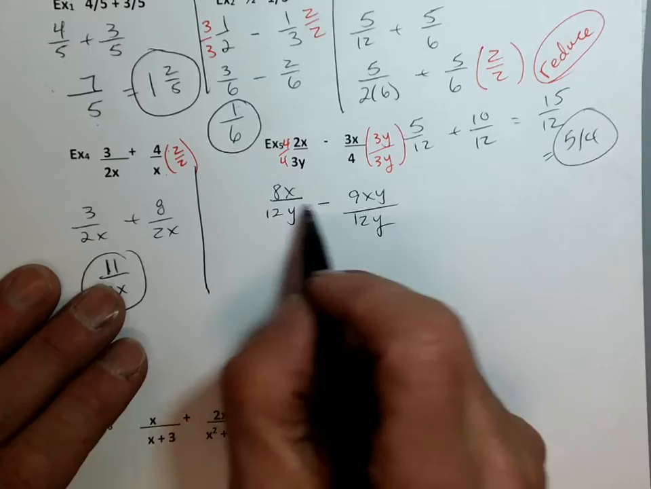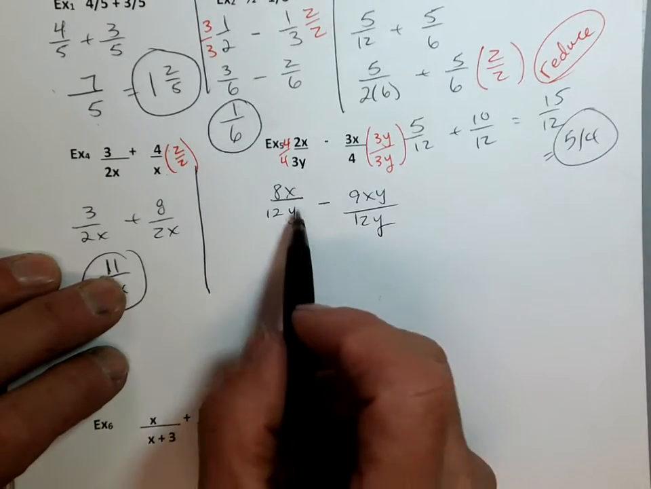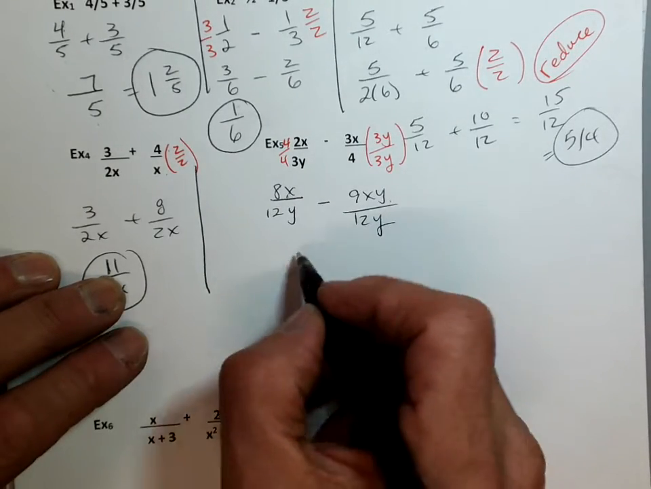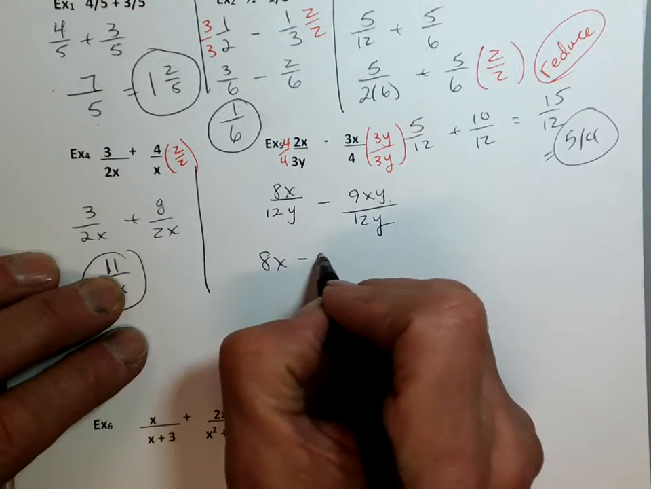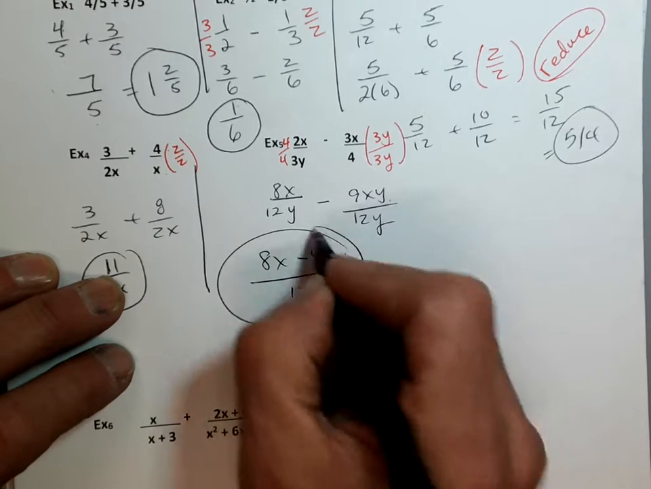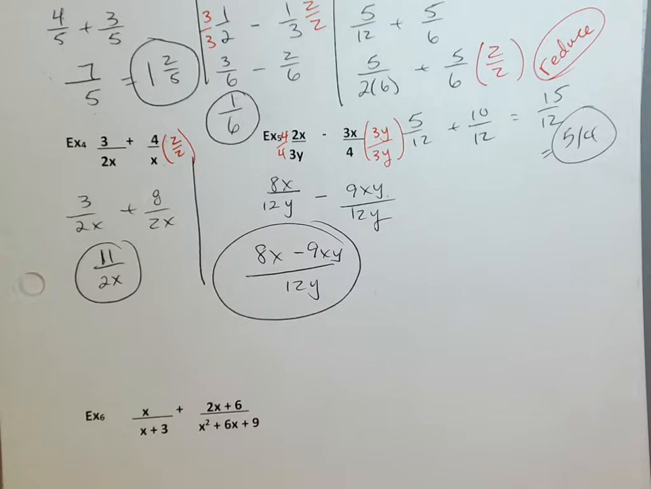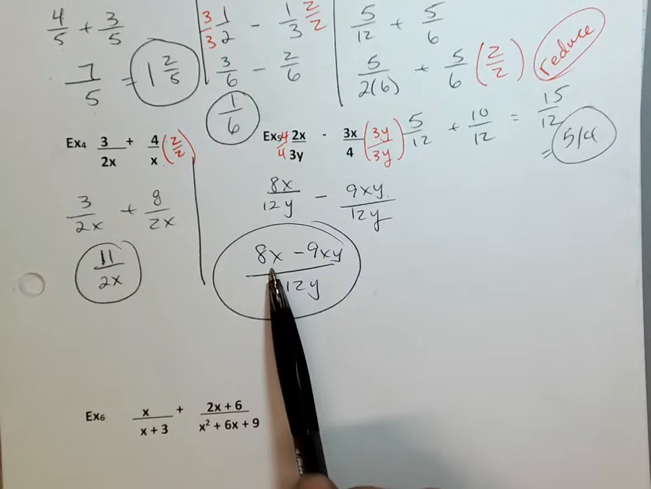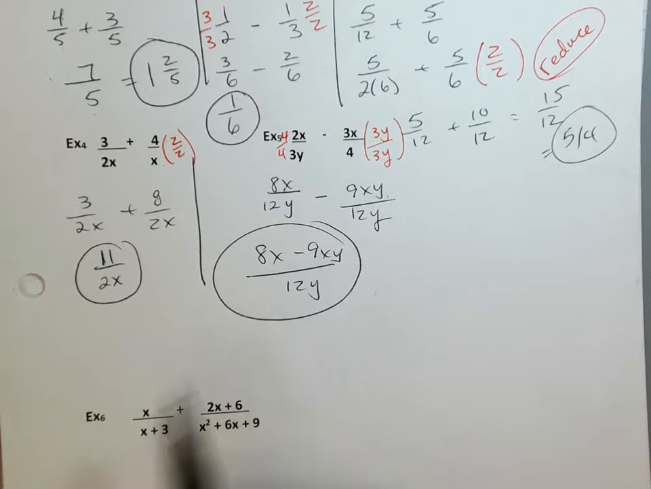Okay, once I get my common denominator, then I can combine them. But I really can't combine them because they're different. I have x's and I have xy's. So my answer is just going to be an 8x minus a 9xy over a 12y. I'd like to take 8x minus 9xy, but I can't. They're different, so I'm done. That's all I can do with it.